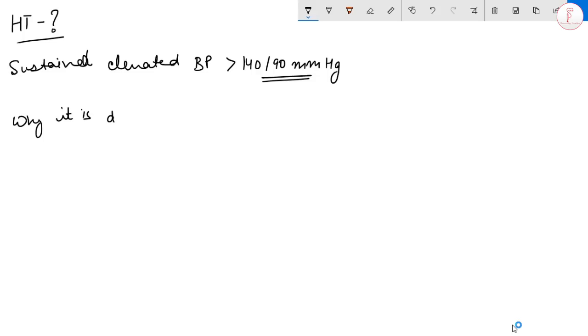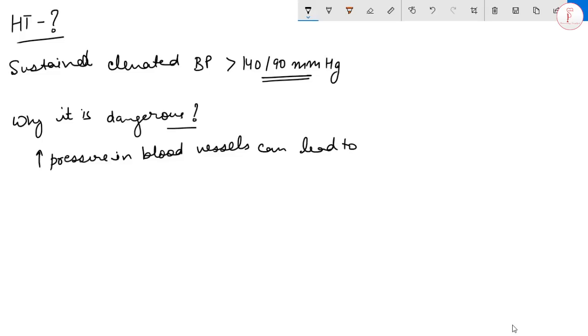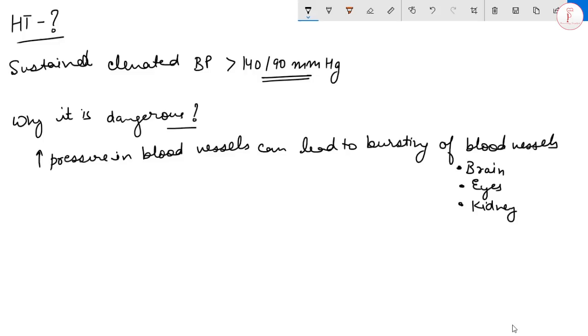And why is this hypertension dangerous? It is dangerous because this high blood pressure in the blood vessels can lead to bursting of the blood vessels. And the blood vessels in the brain, eye, kidney, and all the blood vessels with thin walls can rupture and can lead to severe conditions that may even prove fatal in patients.